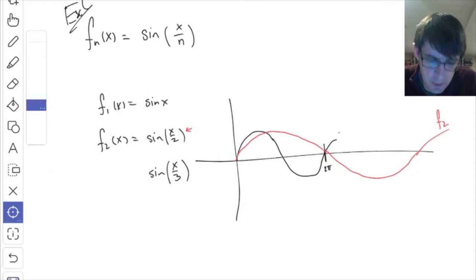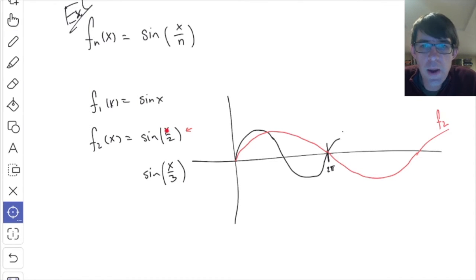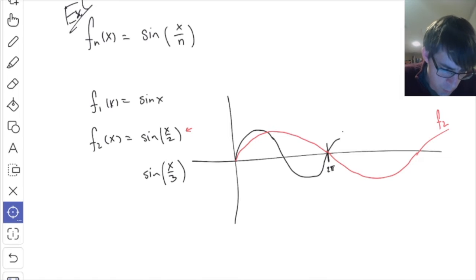If you don't believe me, think about what would happen if you plugged in x equal pi over 2. You divide by 2 first, so you get whatever you would have got by plugging in x equal pi to the original function. So it's 0.